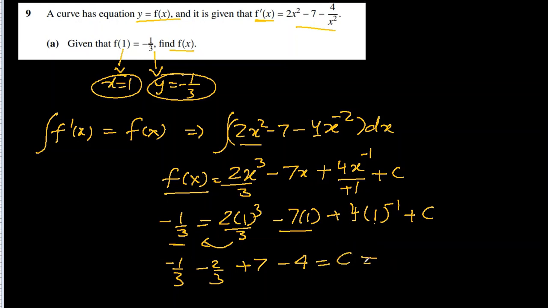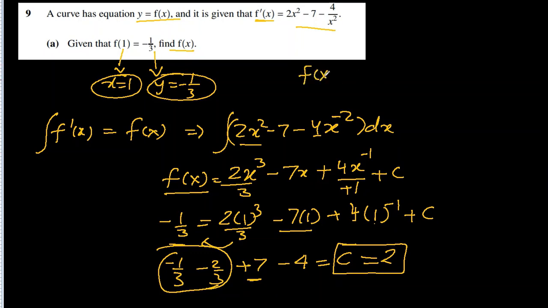And the purpose was to find C. Minus 1/3 and minus 2/3 together will be minus 1. So minus 1 plus 7 is 6. 6 minus 4 is 2. C is 2. So the final equation, let me write here, is f(x) equal to 2 over 3 x cubed minus 7x plus 4 over x, because x to the power minus 1, when it goes to the denominator, becomes positive, so it can be written as 4 over x. And C we now got as 2. This is f(x).